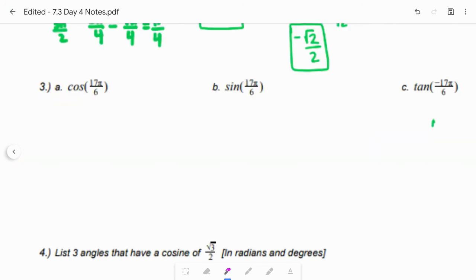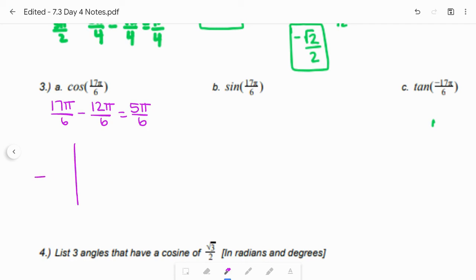Okay, number 3, I have cosine of 17 pi over 6. The first thing I notice is that 17 pi over 6 is more than 1 full revolution. I know that 1 full revolution is 2 pi, or in this case, it would be 12 pi over 6. So what I want to do is take 17 pi over 6, subtract out 12 pi over 6, and I'm left with 5 pi over 6. So I know I'm going around 1 time and then 5 pi over 6 more.